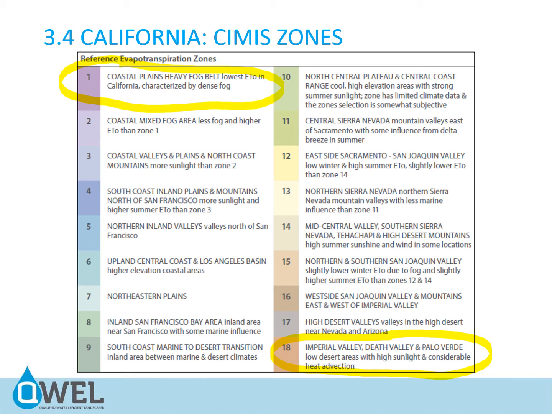And for the Bay Area, you'll see that a lot of that is in zone 4 or 5, which is South Coast inland plains and mountains north of San Francisco, and northern inland valleys north of San Francisco as well.